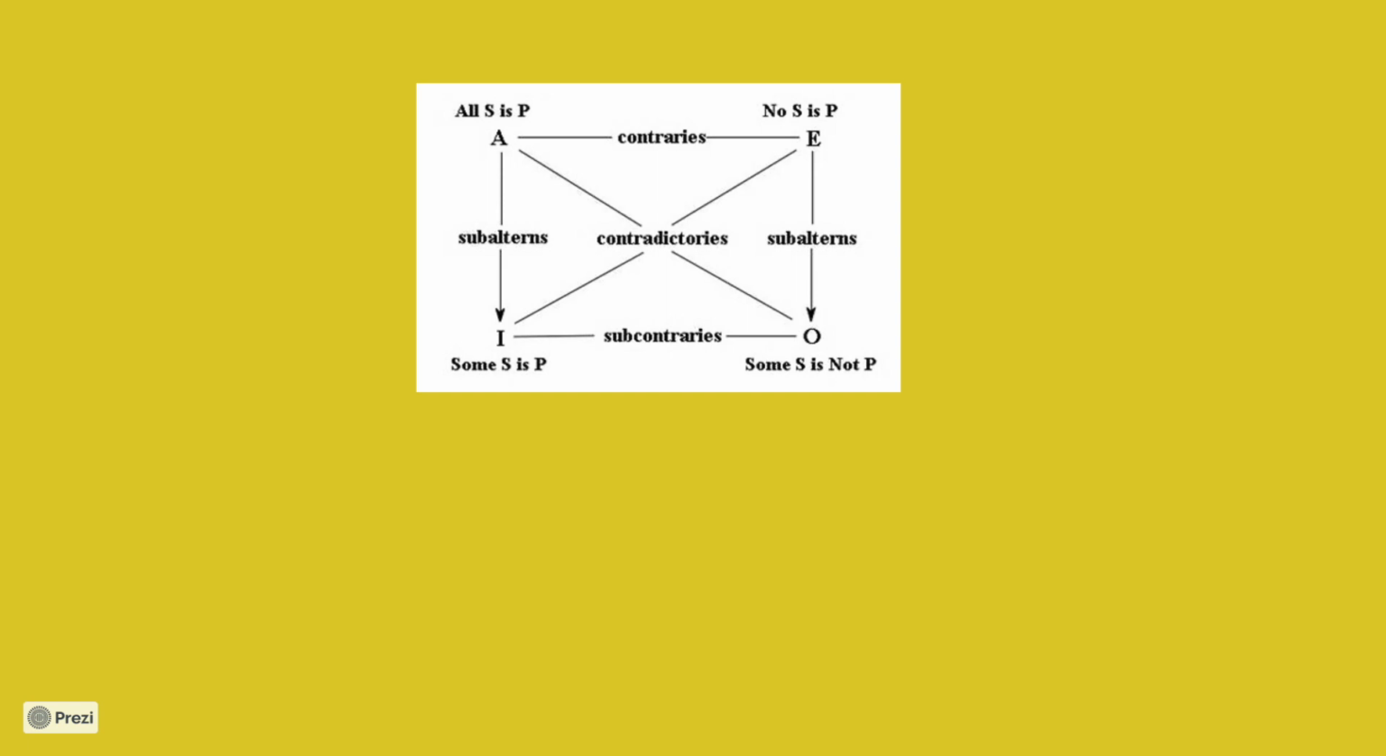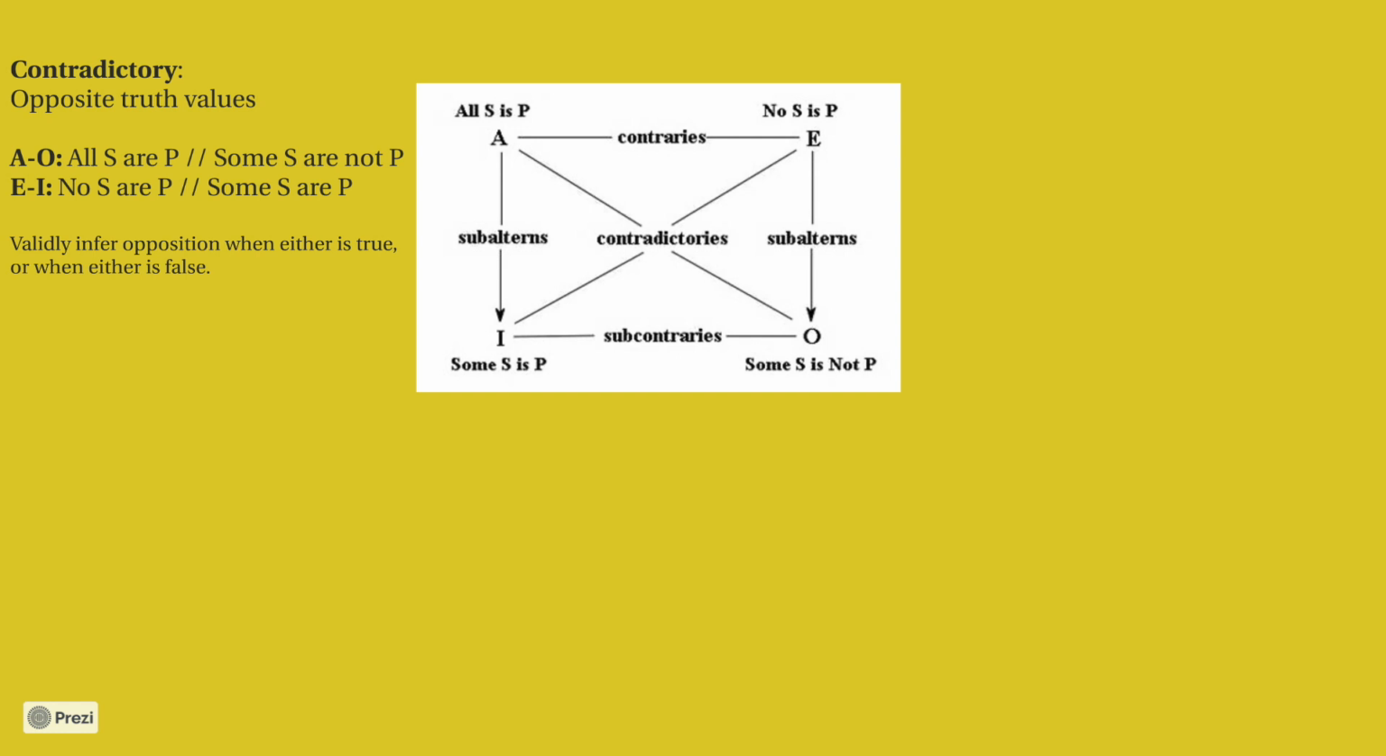Now, with the square of opposition, you'll see that our universal statements are placed in the top two corners and our particular statements are placed in the bottom two corners. Our affirmative statements are placed on the left side and our statements of negation are placed on the right. Now that we can visualize our forms in this way, we can see some of the relationships between them more clearly. For example, each of our four corners is a contradictory to its opposite corner. All S is P is a contradictory statement to some S is not P.